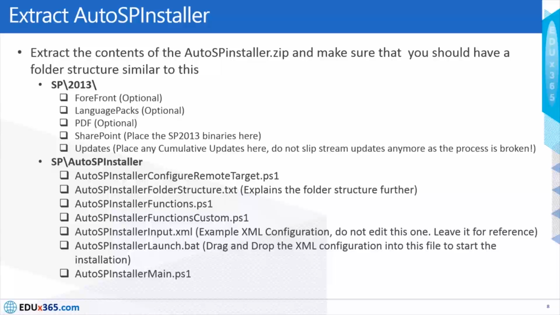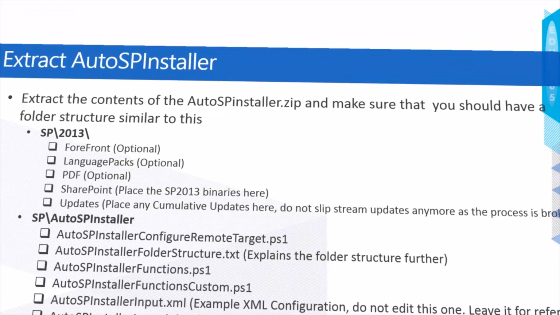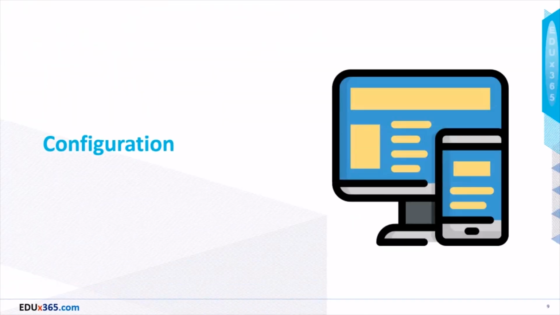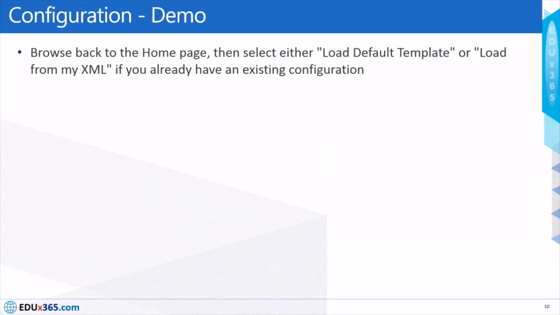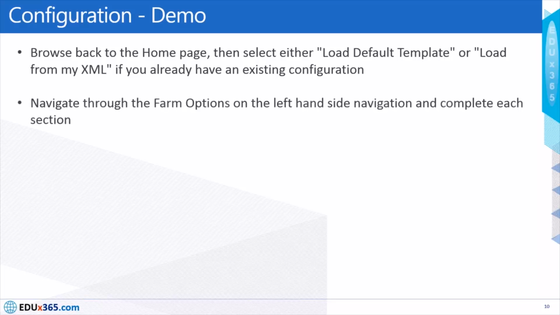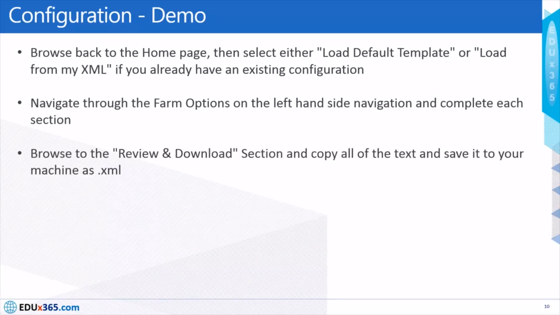So if we specifically talk about this XML file, how do we get the configuration file built? That's the main key demo here. So let's discuss that. The website gives you a default configuration XML file. Or if you have one from another environment, for example, you can use that and update it for your other environment.